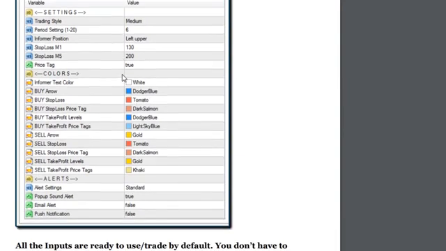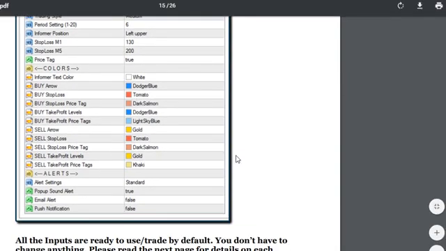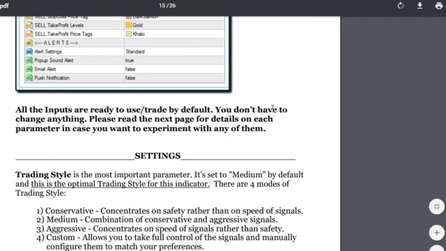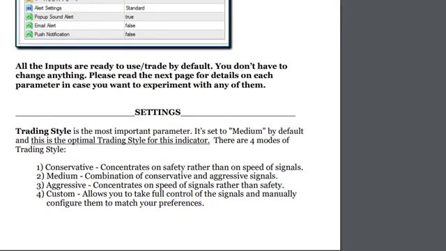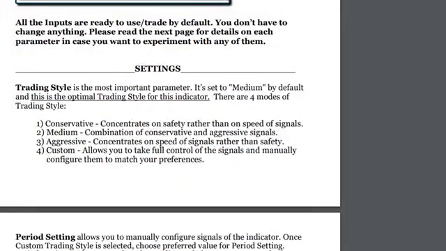Here's all the settings that you can adjust. All the inputs are ready to use. You don't have to change anything. Generally, even if I use a trading indicator, I don't really deviate from the default settings. The indicators are what they are. It's how you use them. And I leave it to medium, and in all my other videos you've seen, I don't change that.